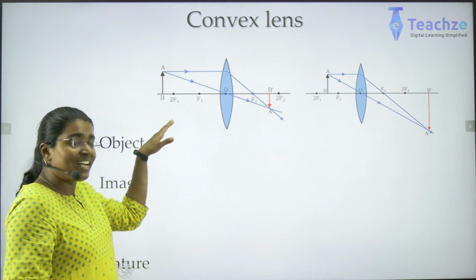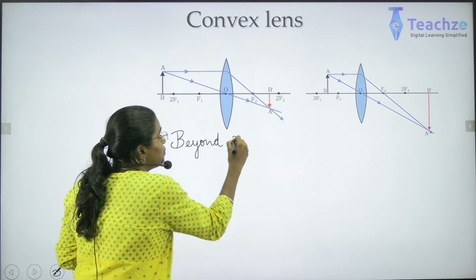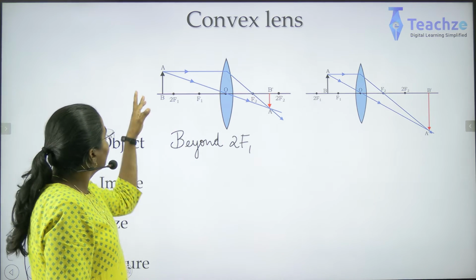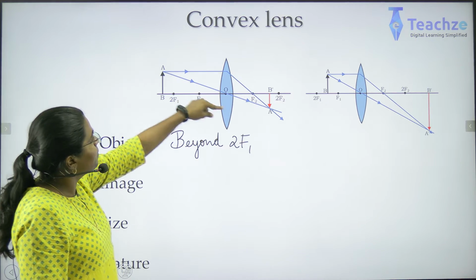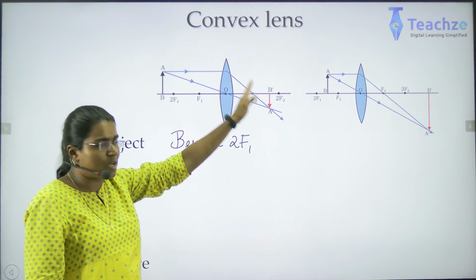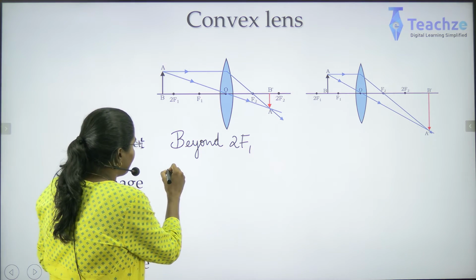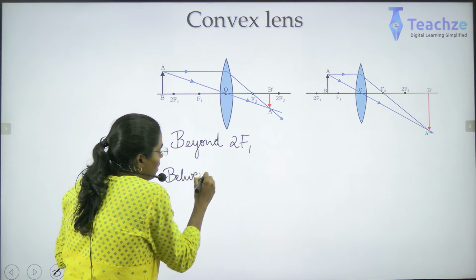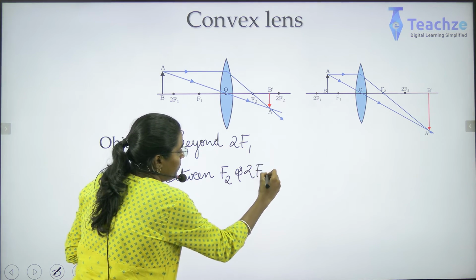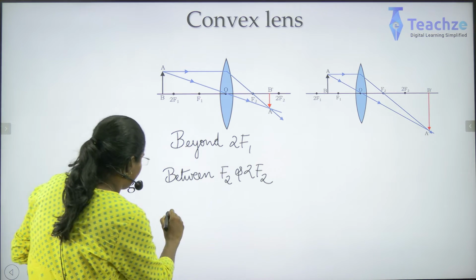My object is beyond 2F1. Now there is one ray passing through the optic center O, and one ray that is parallel, which passes through F2 on the other side. So the image will be formed between F2 and 2F2. Good. And the size? Diminished.